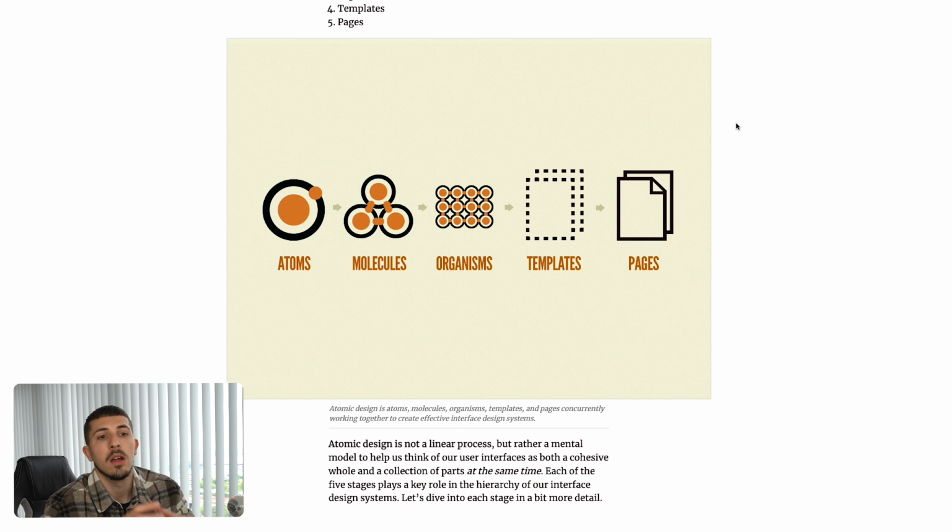That's actually an organism, and that organism is made out of multiple molecules. You have the image, which is a molecule. You also have the button, which is also a molecule. And that button is formed by multiple atoms. You have the color, you have typography. You might have even an icon on that button. And that forms the molecule, which is being used on the organism, as we were talking about. And that organism at a later stage can be used on the template. And those templates can be used on multiple pages.